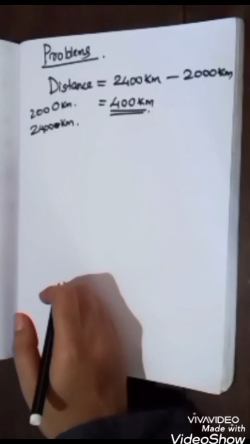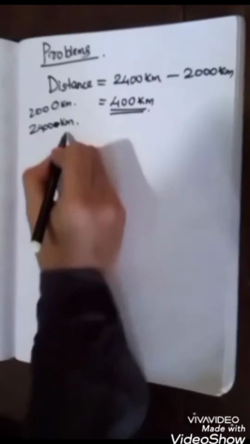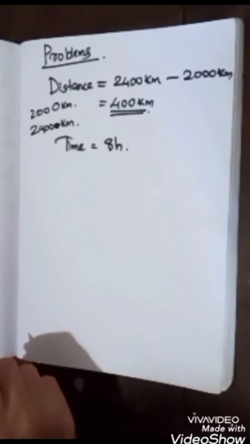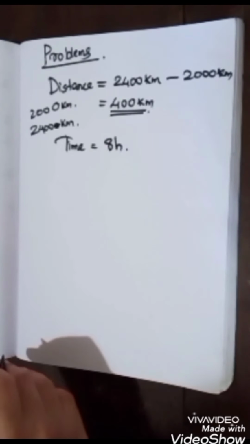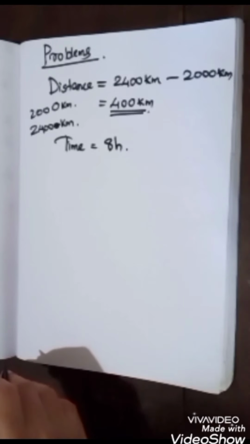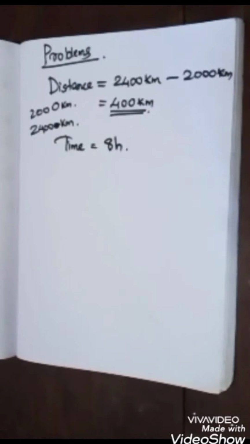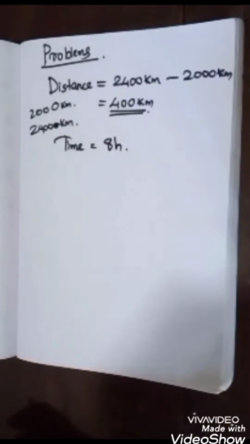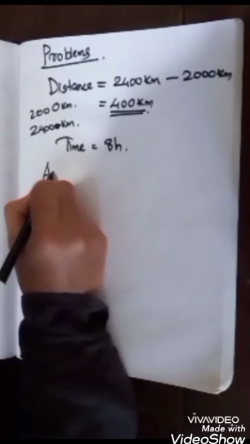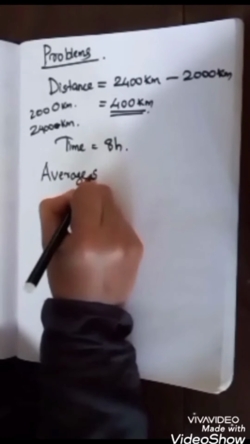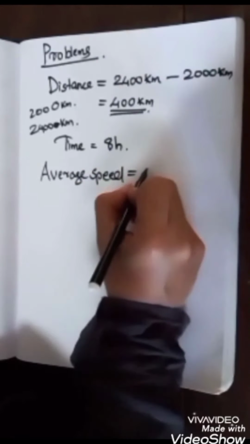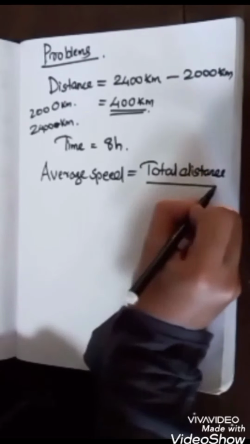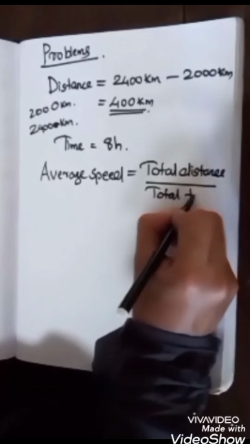If the trip took 8 hours, that is the time is 8 hours, then calculate the average speed of the car in kilometer per hour and meter per second. What is the equation for average speed? We already studied that. Average speed is equal to total distance travelled by total time taken.